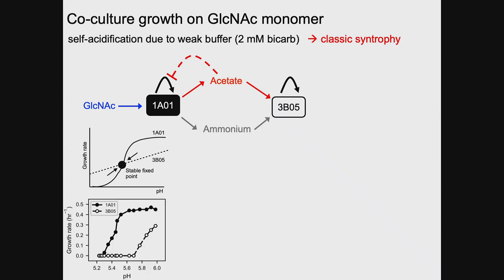So when you vary pH by itself and look at an individual organism, actually the consumer, the 3BO5, which grows on acetate, is more sensitive to pH. As a result, this standard scenario does not occur. Meaning this acetate has actually a stronger effect on B than on A.